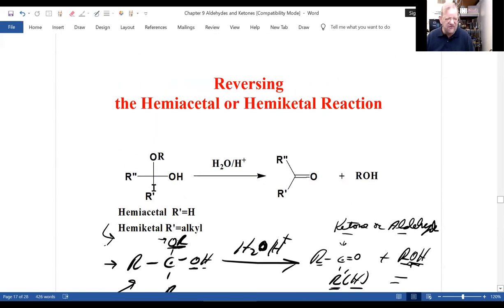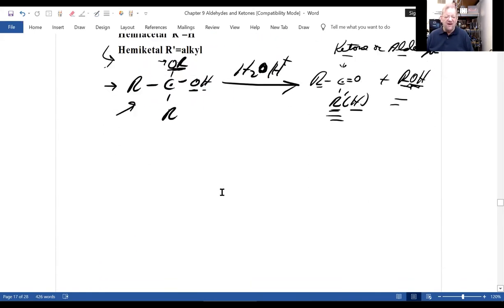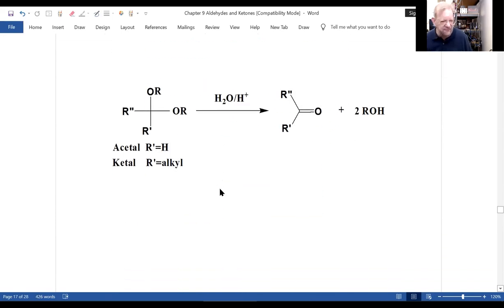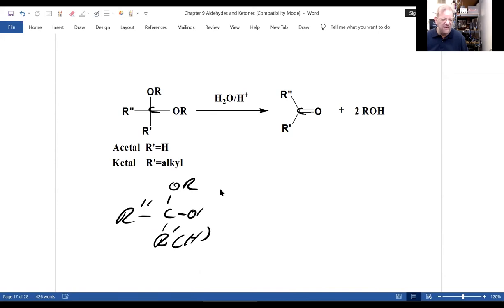Now here, if you notice, we took a hemiacetal or hemiketal and reacted with acid and water. Well, guess what? We can do that with an acetal or ketal. And if I have this molecule, which we learned earlier today how to make, and this is the key molecule of our starches, which I'll come back to later in the semester.